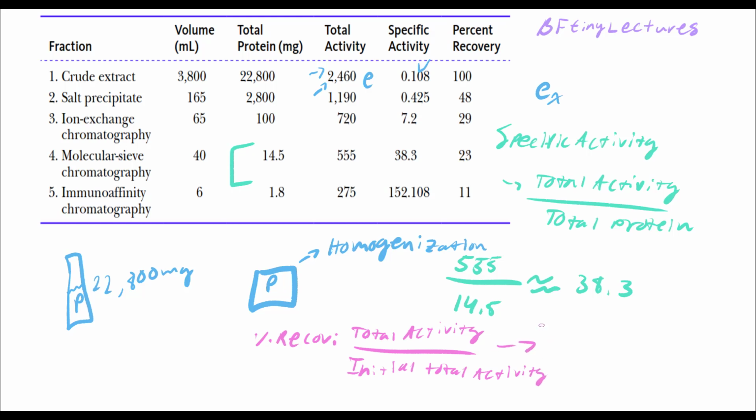Well, what does that mean? Let's try to calculate the percent recovery for this sample. So it's saying that the total recovery is 275 for this sample, okay? And then we're going to divide it by the initial total recovery, which is 2,460. If you do the math, it's about 11% recovery.